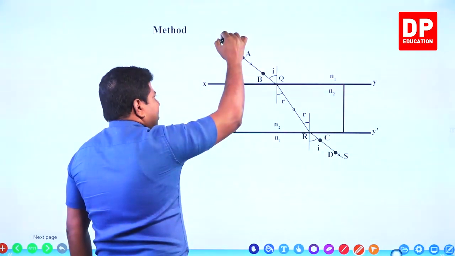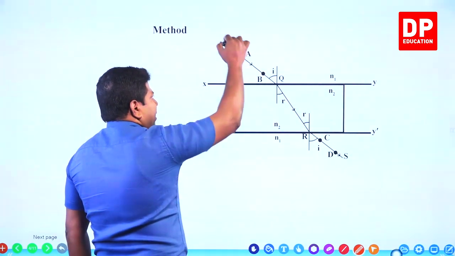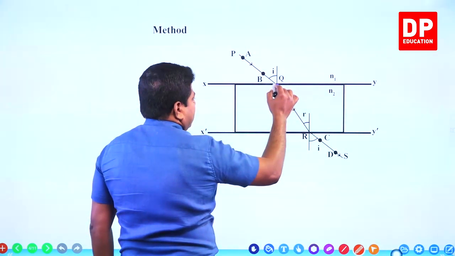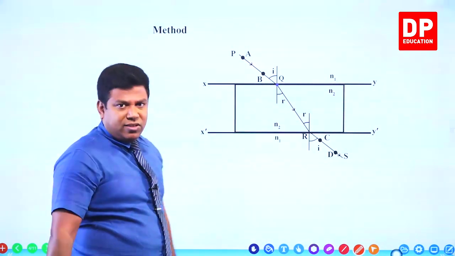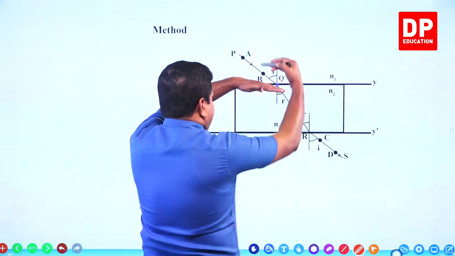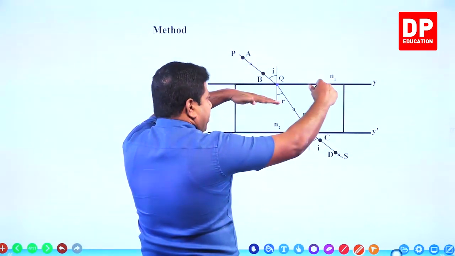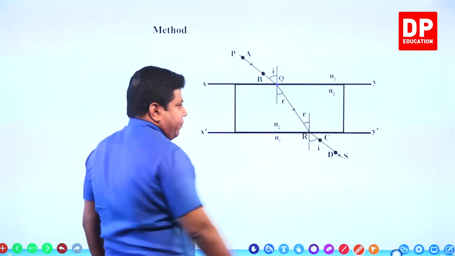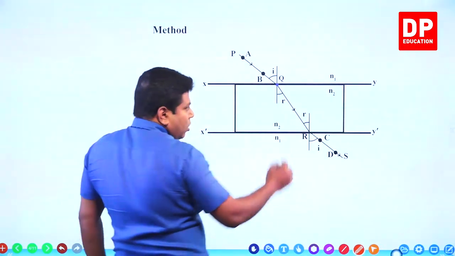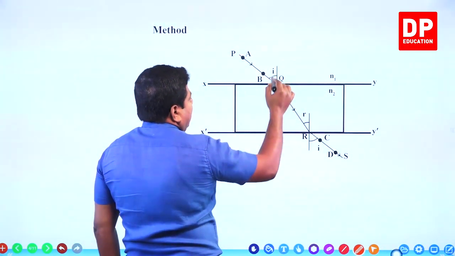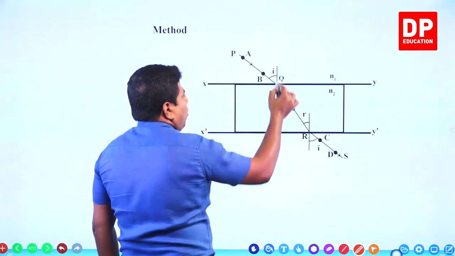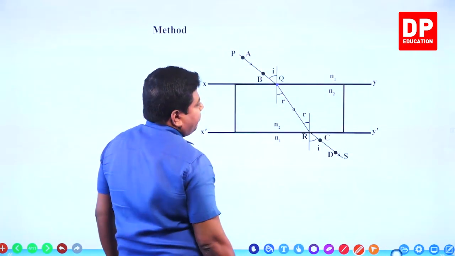Assume that line, the incident ray comes like this. And it reaches this point. So, that's our point of incidence. That means, it's a glass surface, glass air surface, the boundary. It reaches the boundary at this point, the point of incidence. So, at the point of incidence, if I draw a normal, this is my incident angle, right? Incident ray, normal, incident angle.